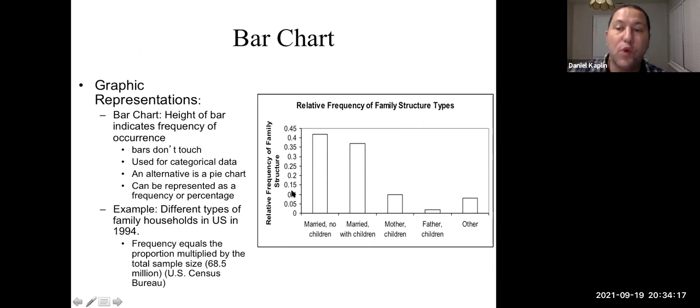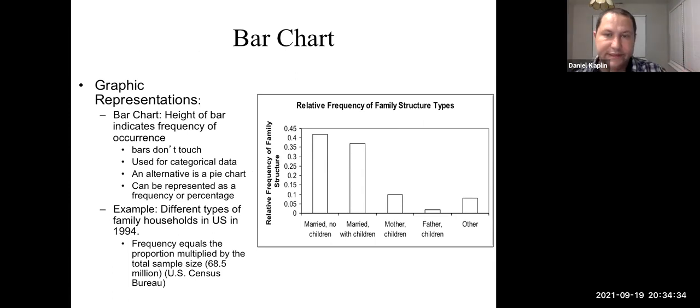Now here are proportions. Now remember, proportions is F divided by N. It's not the same as percentage, right? Because percentage should be whole numbers. They could have multiplied this by 100 to get whole numbers.